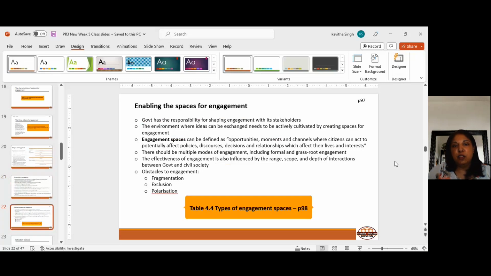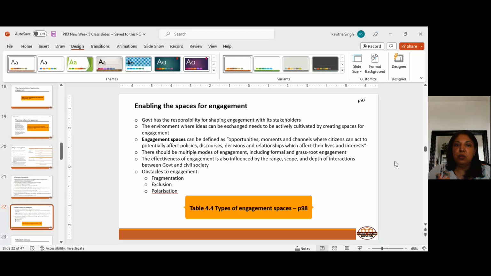So when we define engagement spaces, there's a definition of it, right? And it essentially says that it's opportunities, moments, and channels where citizens can act to potentially affect policies, discourses, decisions, and relationships which affect their lives and interests. There should be multiple modes of engagement, including formal and grassroots engagement. The effectiveness of engagement is also influenced by the range, scope, depth, and interaction between government and civil society.